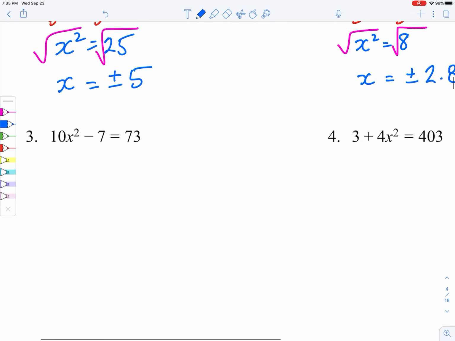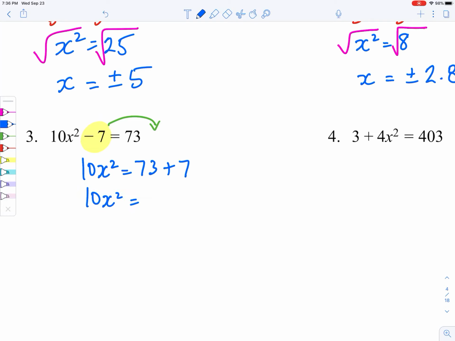Question 3. 10x squared minus 7 equals 73. So we're going to have to do a little bit more algebra. I'm going to take this minus 7 and bring it to the other side. So I get 10x squared equals 73 plus 7, because when it changes sides, we go from subtracting to adding. So I get 10x squared equals 80. I want x squared by itself again, so this time divide both sides by 10. So x squared equals 8.